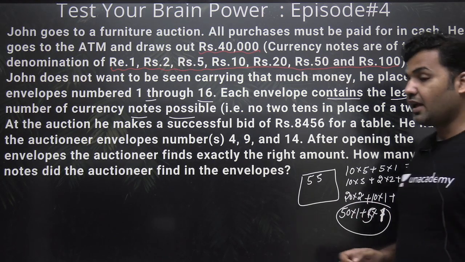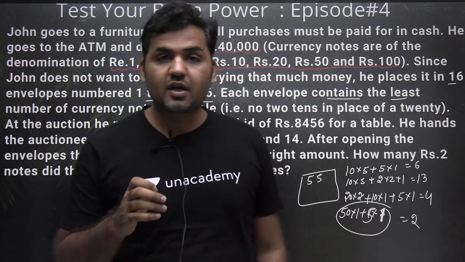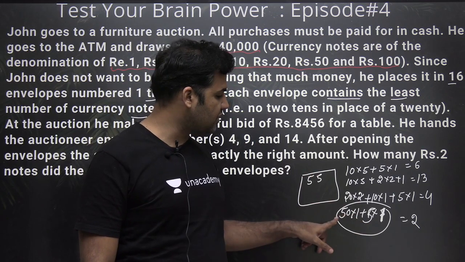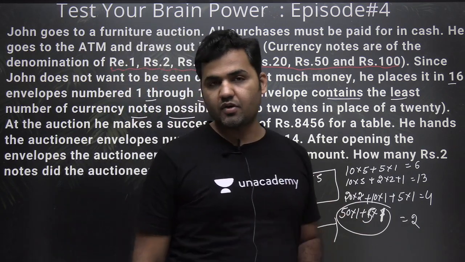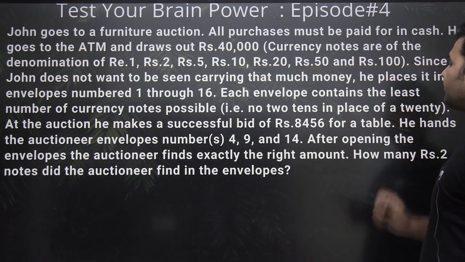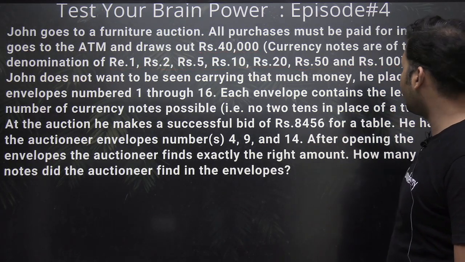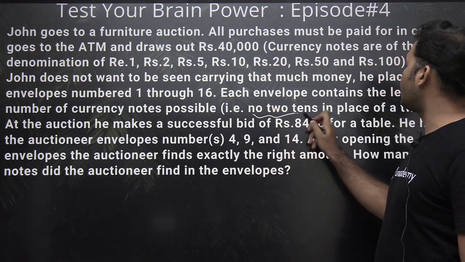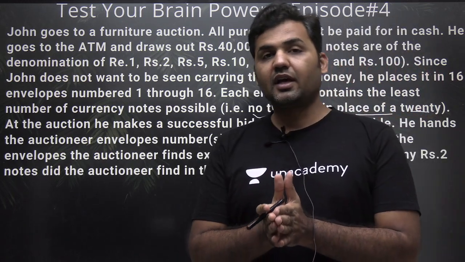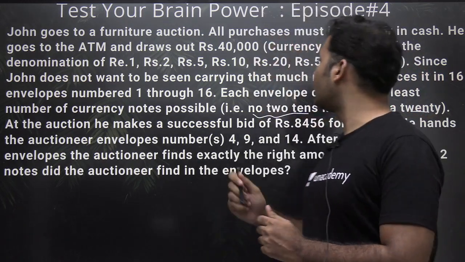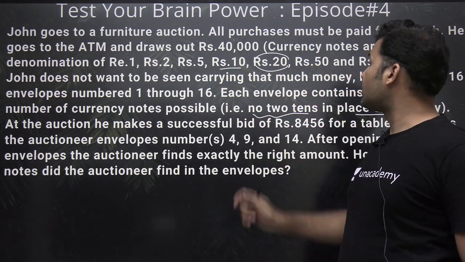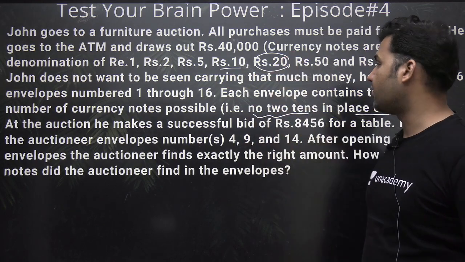So you see that as per the statement of the question, you are supposed to put the least number of notes. So if I have to put 55 rupees in the envelope, I will go with this option, right? Where the least number of notes are used, that is the option that you have to use, guys, okay? That's an important statement. That's why it's mentioned that no two tens in place of a 20. If I want to place 20 rupees in an envelope, I'll be using 1 note of 20 instead of 2 notes of 10, because 1 note of 20 is the least possible number of notes, right?